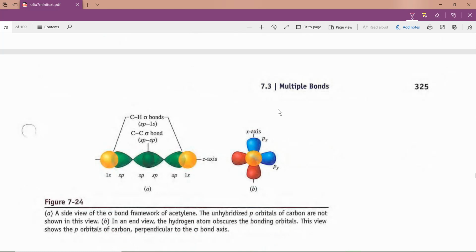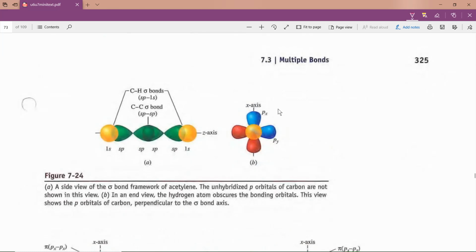Now let's look at what about triple bonds. Triple bonds involve one sigma bond and two pi bonds. So the classic example is acetylene, also called ethyne. So each carbon is sp hybridized because it has two electron groups around it, two bond groups and no lone pairs.